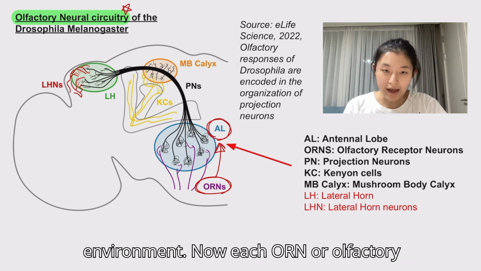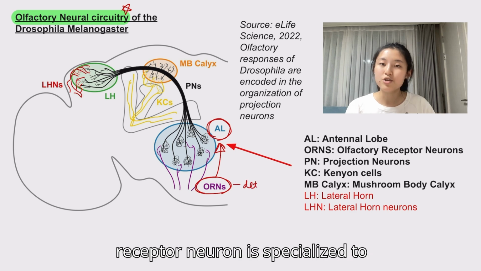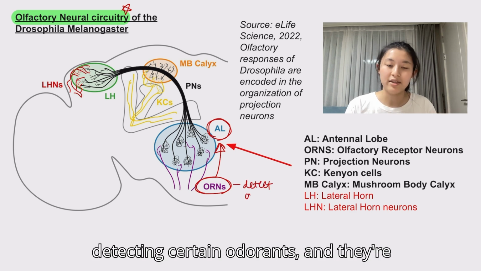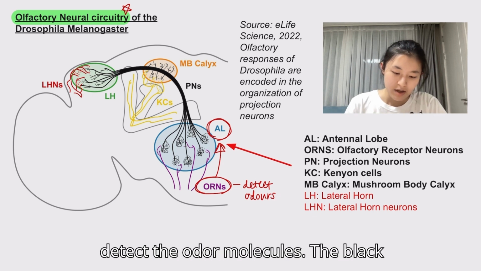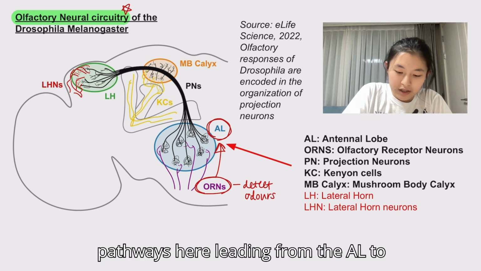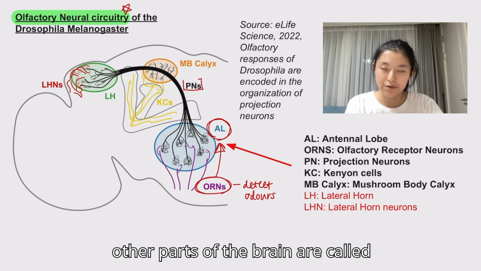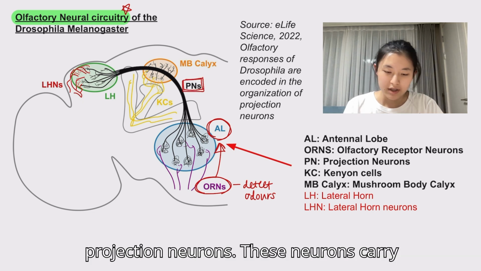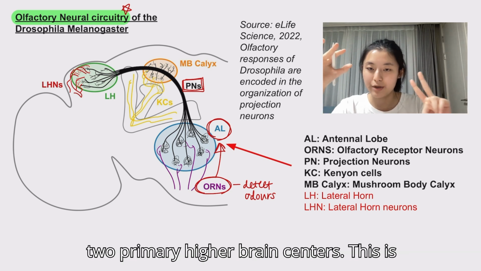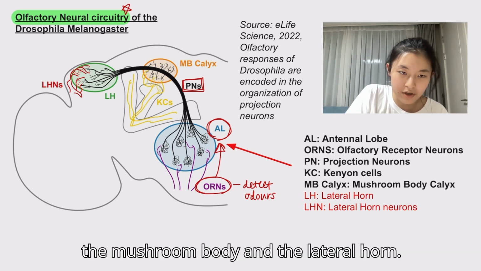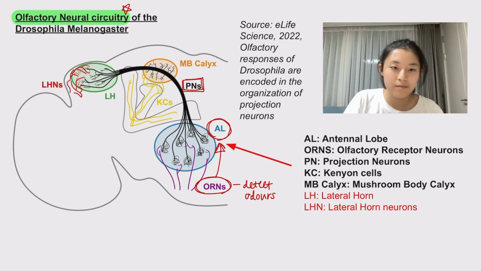Each ORN, or olfactory receptor neuron, is specialized to detect certain odorants, and they're the initial sensory cells that detect the odor molecules. The black pathways here leading from the AL to other parts of the brain are called projection neurons. These neurons carry processed odor information from the AL to 2 primary higher brain centers. This is the mushroom body and the lateral horn.